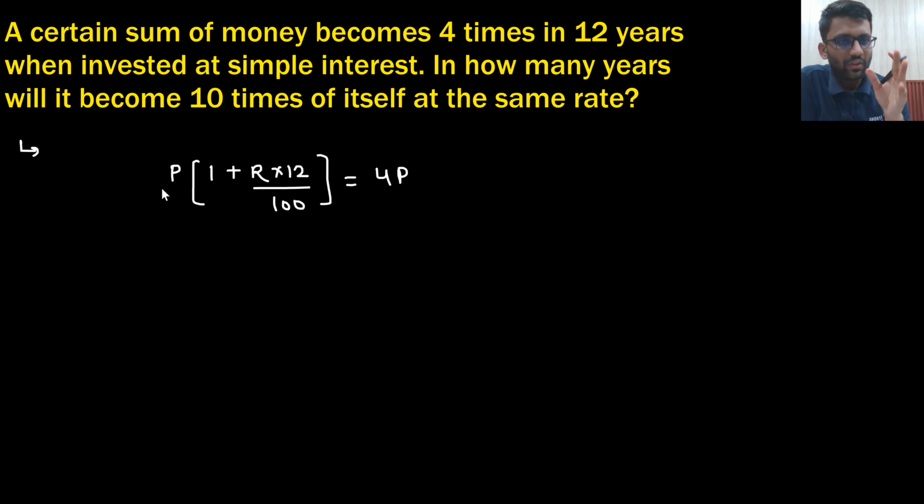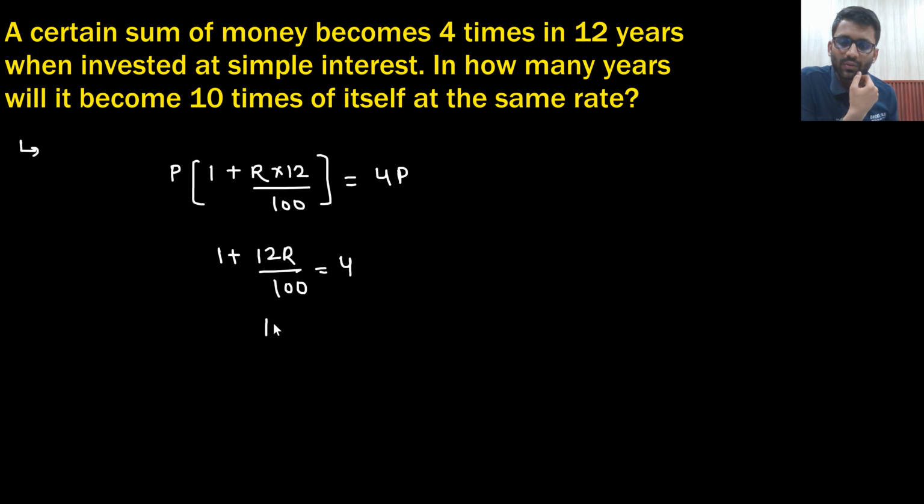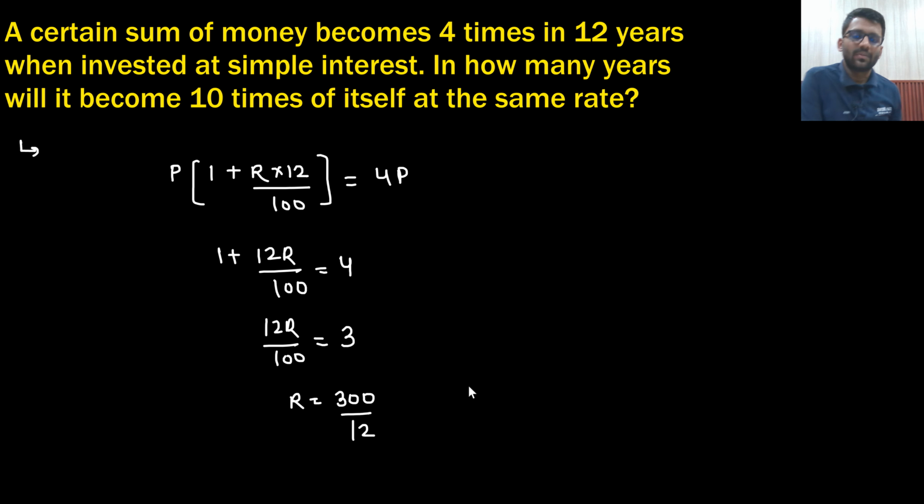We will solve it intuitively as well, how you would do it with intuition, but first let's apply some formulas. So what is the interest rate? I can get the interest rate here. That would be 1 plus 12R by 100 is equal to 4. 12R by 100 is equal to 3. So R is 300 by 12. So this is my R.